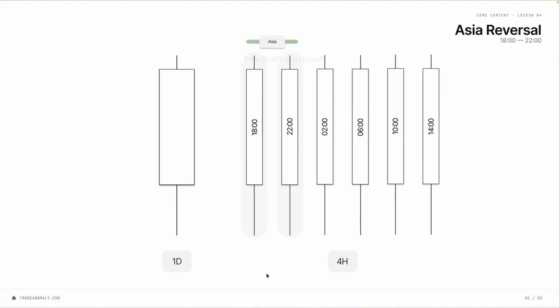So now we're going to view sessions through 4-hour candles, we're going to really simplify it. We're going to view a 4-hour candle as a session, right? So there's 1, 2, 3, 4, 5, 6 4-hour candles within a daily candle, and each candle will represent a specific session. So the Asia session is going to be made up of 2 4-hour candles.